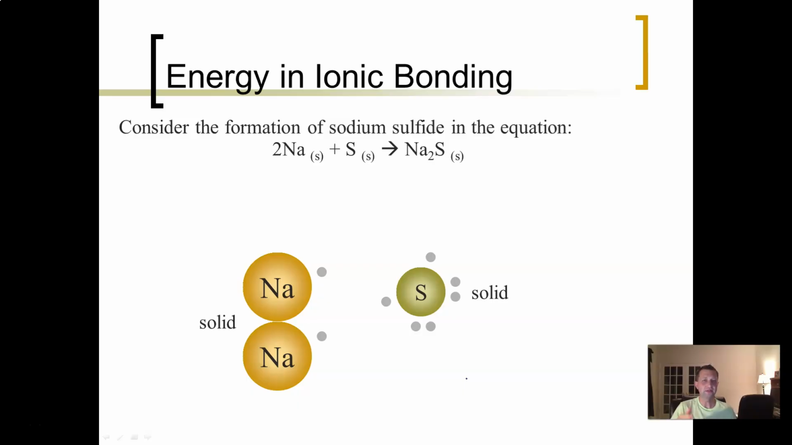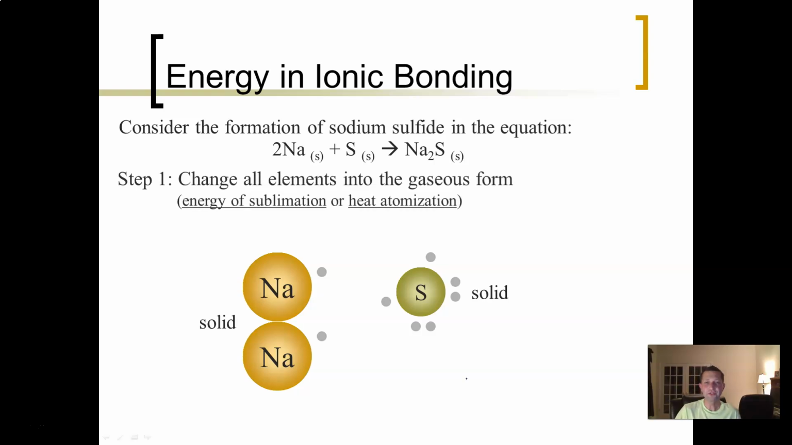So what we're going to do is look at the energy required to make that happen. How do you create sodium sulfide from its elements in their natural state? Here's how we do it. Write the formation equation first so you know what you're dealing with. Step 1, you want to change everything into the gas form. Okay? So what vocab term is that? That's energy of sublimation or heat of atomization. You might see, depending on what you have, one or the other.